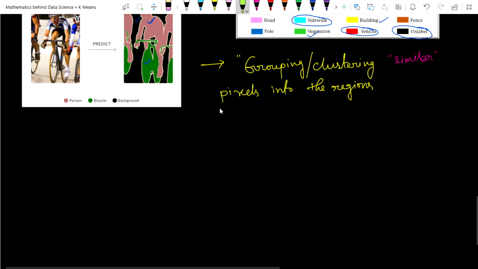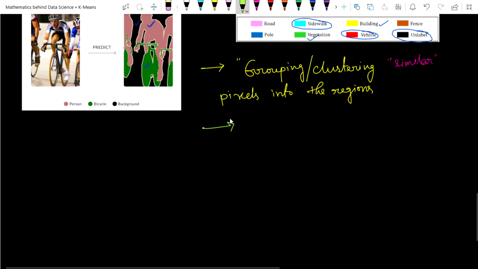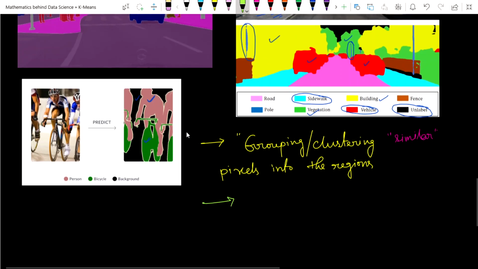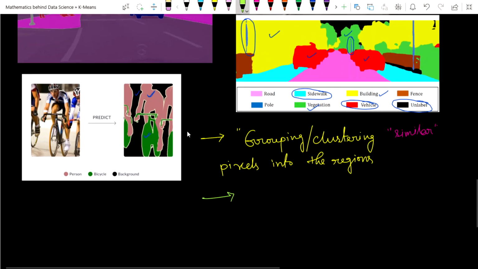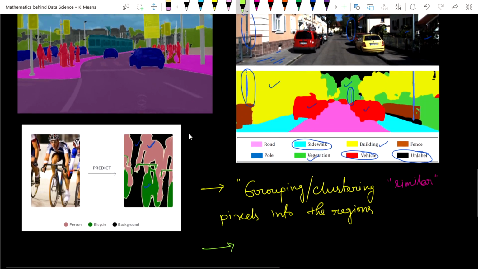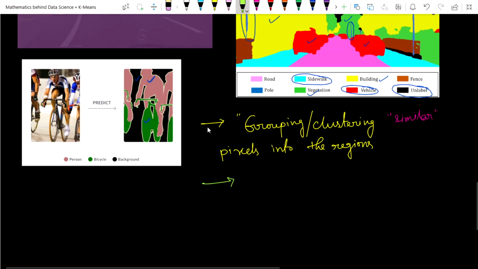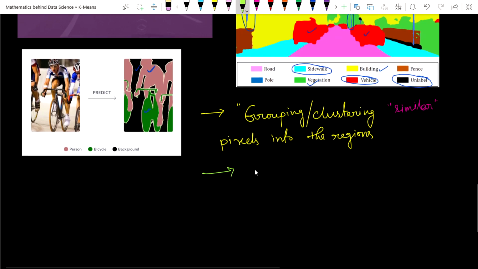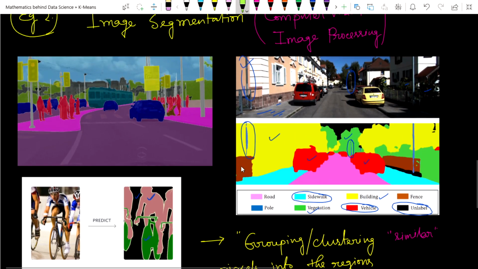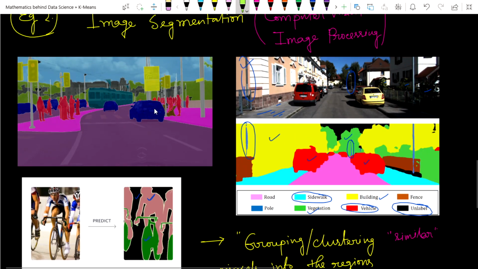Now let's try to understand another type of application. Typically we apply these things in machine learning algorithms to perform object detection. This is another kind of application, grouping similar kinds of things into a single region. Typically it is applied to perform object detection, meaning what kind of object it is. Here it is detected that it is a vehicle, it is a bus, it is a street light.